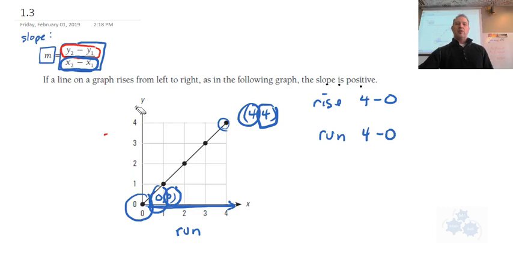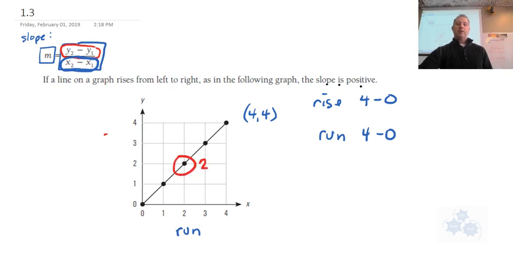Let me show you how this works for other points as well, because 0, 0 is kind of a little unfair. So we still have 4, 4. What about if we took a look at this point right here? This point is 2, 2. Everyone see that? Now, if you wanted to calculate the slope between point A here, which is 2, 2, and point B, which is 4, 4, then you could use this special equation right here, the slope formula. And let me show you how that works.